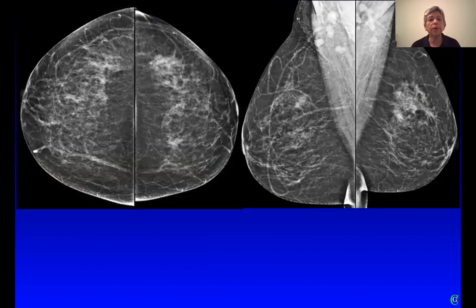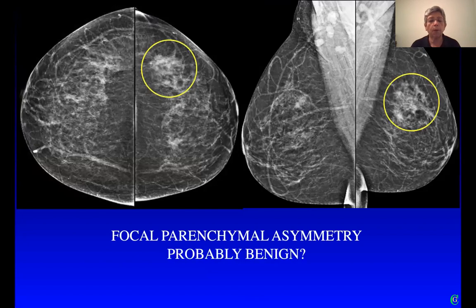Let me give you another example, just to illustrate the point of parenchymal asymmetry, which we talked about earlier. This is a patient that has an area of focal parenchymal asymmetry. Is this probably benign? And with what degree of certainty can you tell on these studies as to whether it should be a BI-RADS 3 or whether something additional needs to be done?